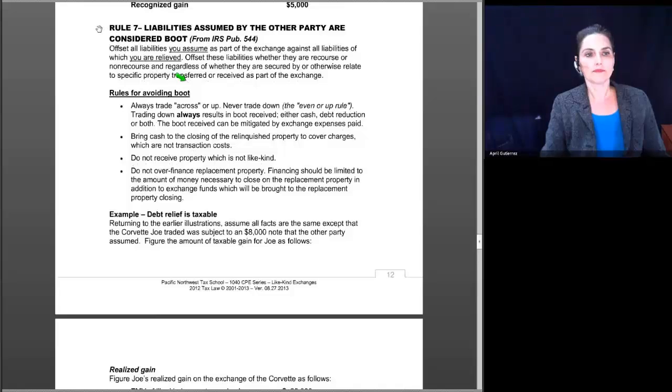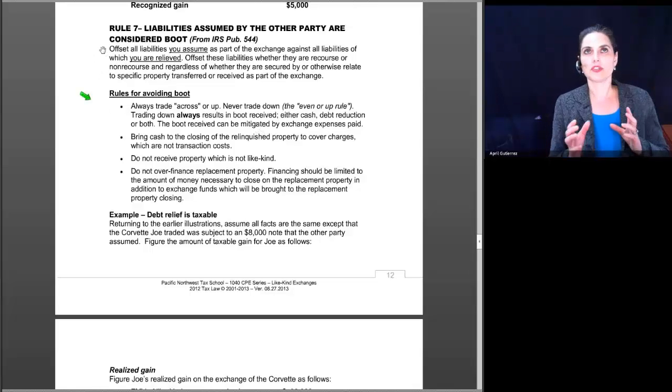Rule number 7, liabilities assumed by the other party are considered to be boot. Offset all liabilities you assume as a part of the exchange against all liabilities of which you are relieved. Offset these liabilities whether they are recourse or non-recourse, and regardless of whether they are secured by or otherwise relate to specific property transferred or received as a part of the exchange.